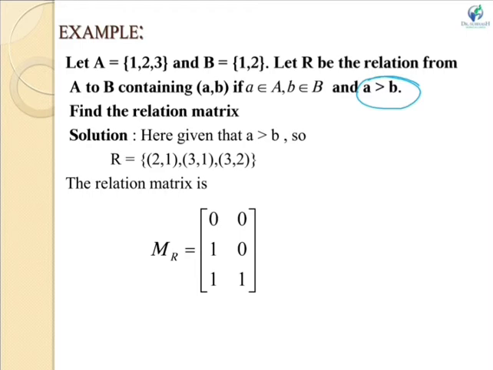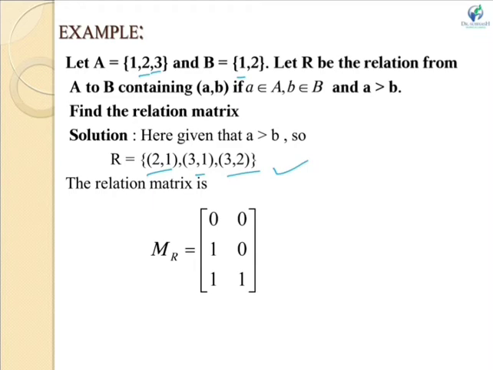So if I start from element 1, if I take (1, 1), that is not possible. (1, 2) will also not be possible because the first element must be greater than the second element. Similarly, if I take (2, 1), that is possible. So the first ordered pair will be (2, 1). Next will be (2, 2), which is not possible. Now for element 3, if I take (3, 1) and (3, 2), both are possible. So this is our relation R, our set R.